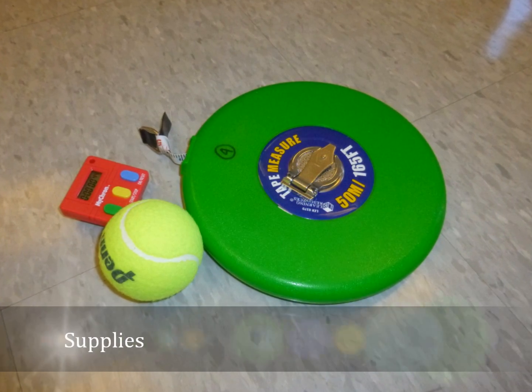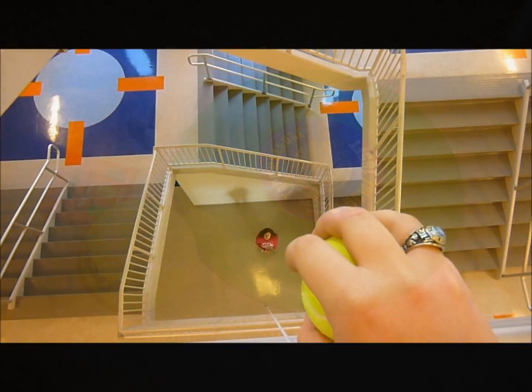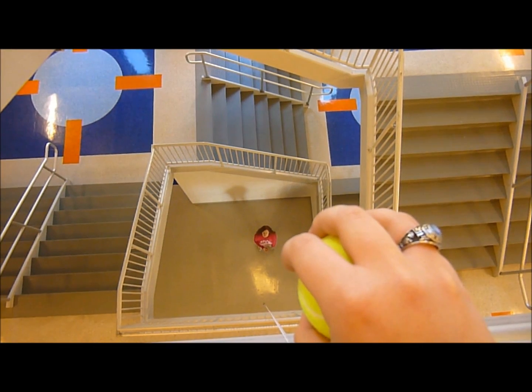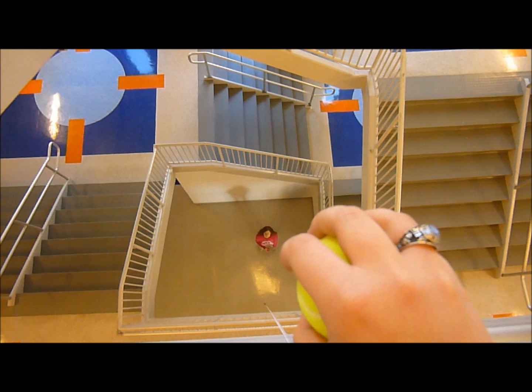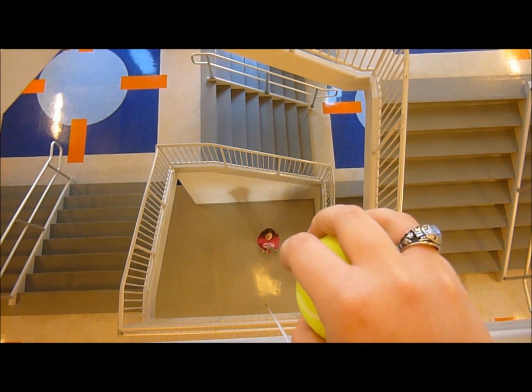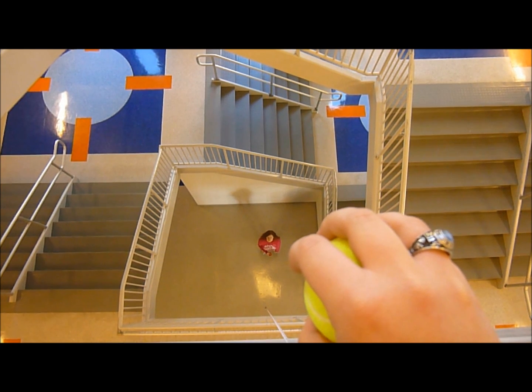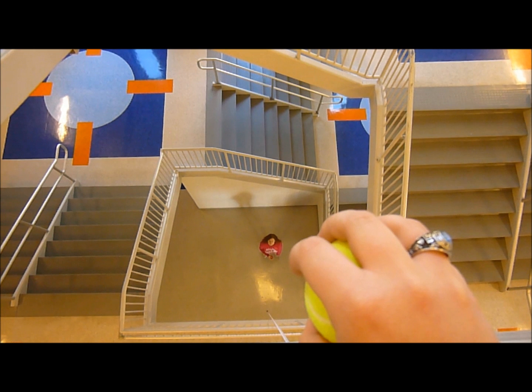For this station, you will need a tape measure, a stopwatch, and a tennis ball. Run the tape measure from the height at which the ball will be dropped to the ground to measure the height of the stairwell. Have one person stand at the top with the tennis ball, and have the other partner stand at the bottom with a timer.